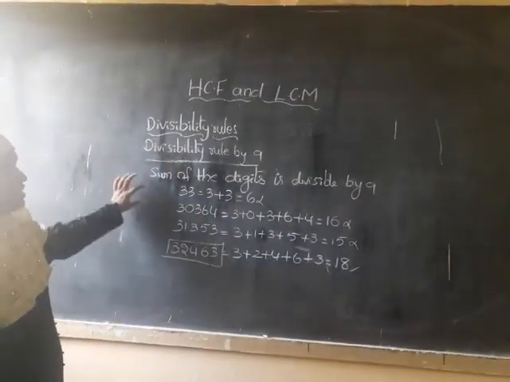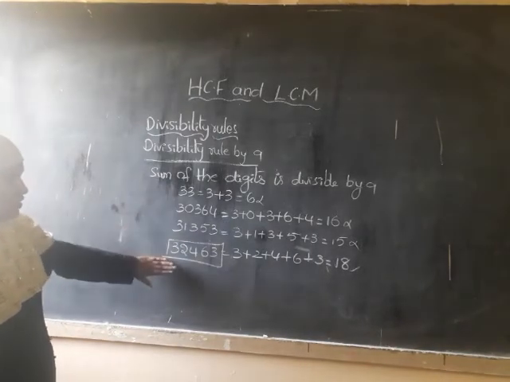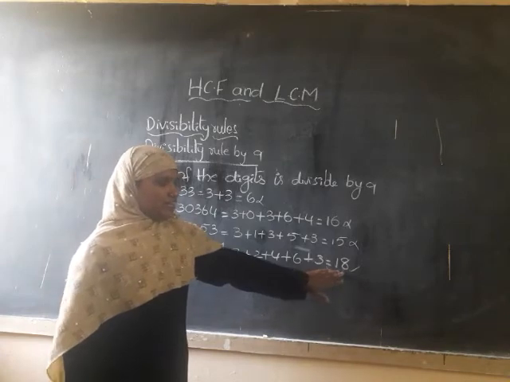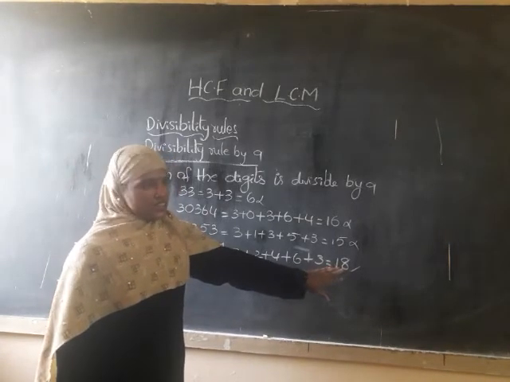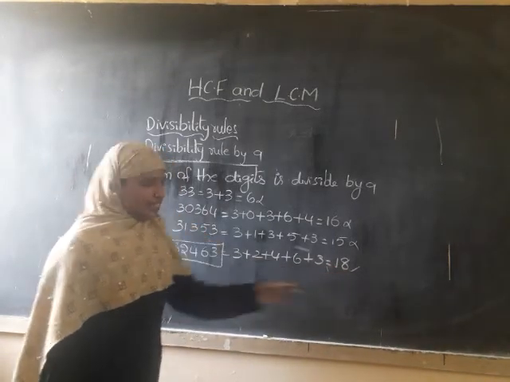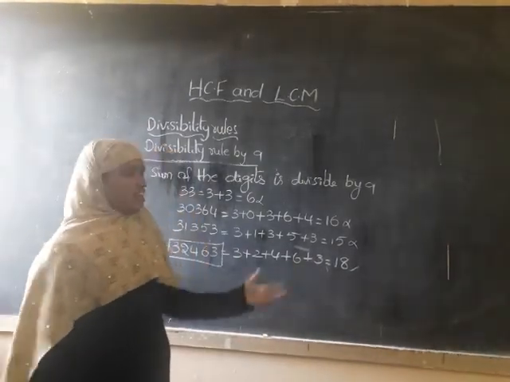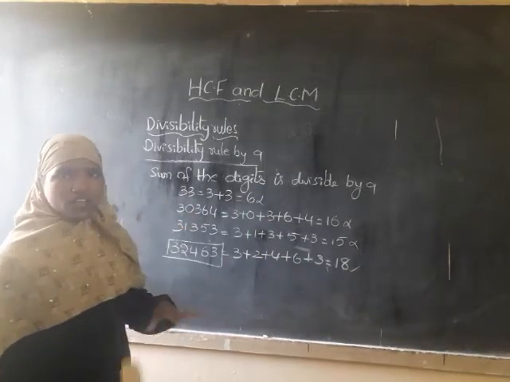So the sum of the digits should be divisible by 9. Sum is nothing but adding the digits, and you get a number. Then check whether that number is divisible by 9 or not. If it is divisible, then that number is divisible by 9. Otherwise, it is not divisible.